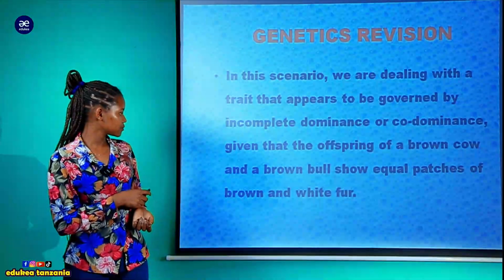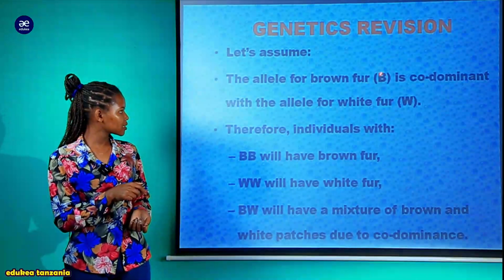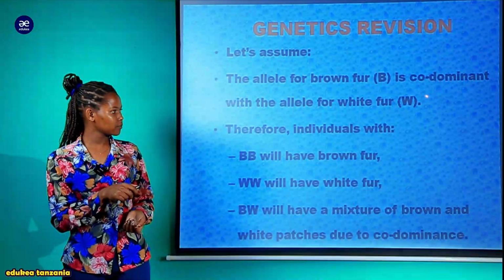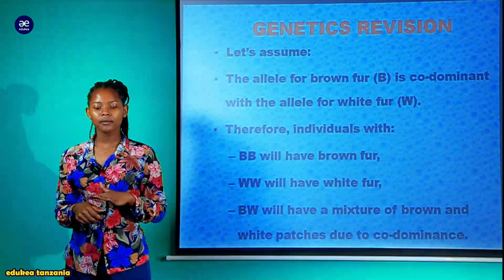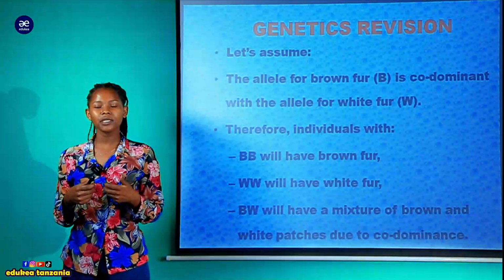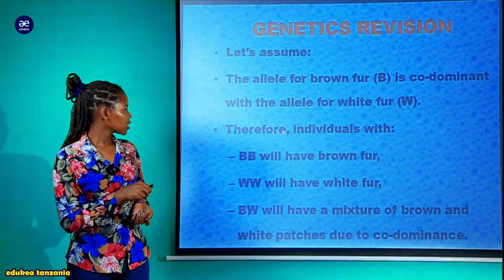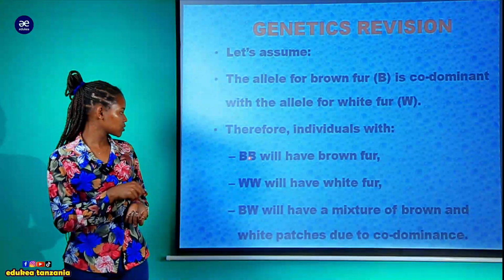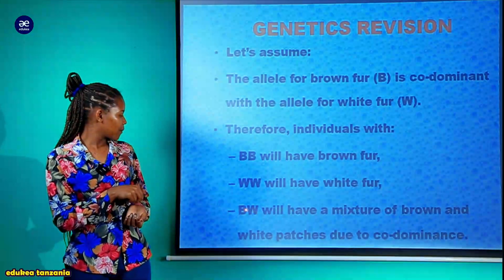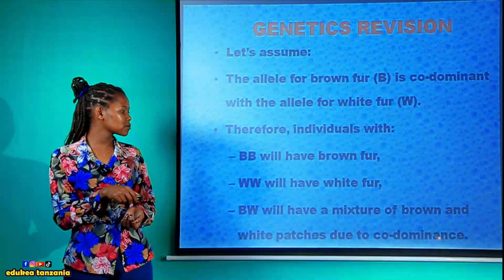And you can see here, let's assume the allele for brown fur, capital B, is codominant with the allele for white fur, which is capital W. When we say codominant, it means both are dominant. Now, individuals with capital BB will have brown fur, individuals with WW will have white fur, but individuals with capital BW will have a mixture of brown and white patches due to codominance.